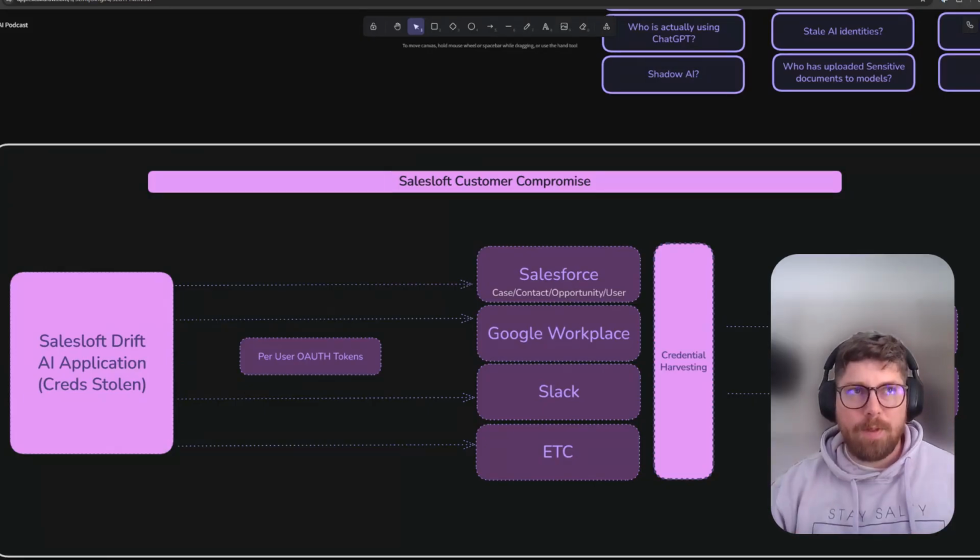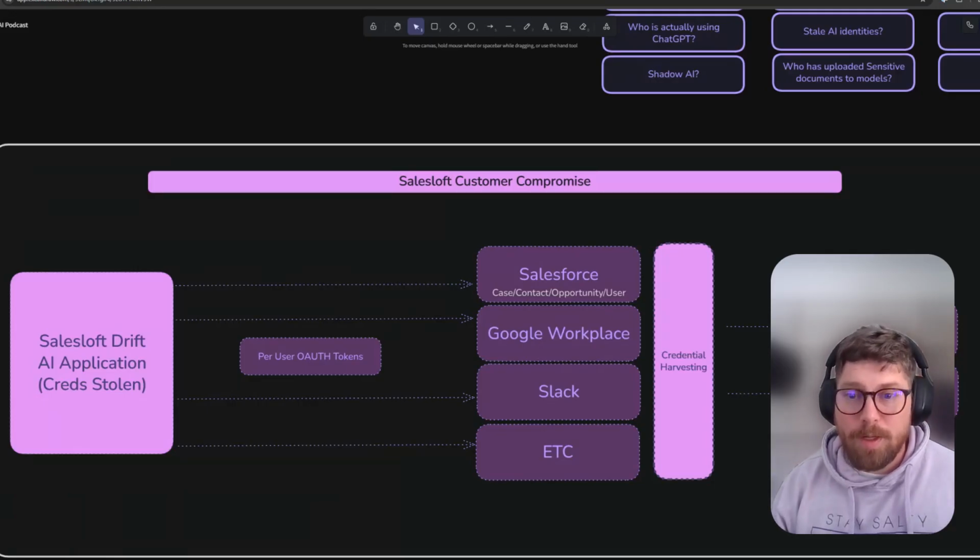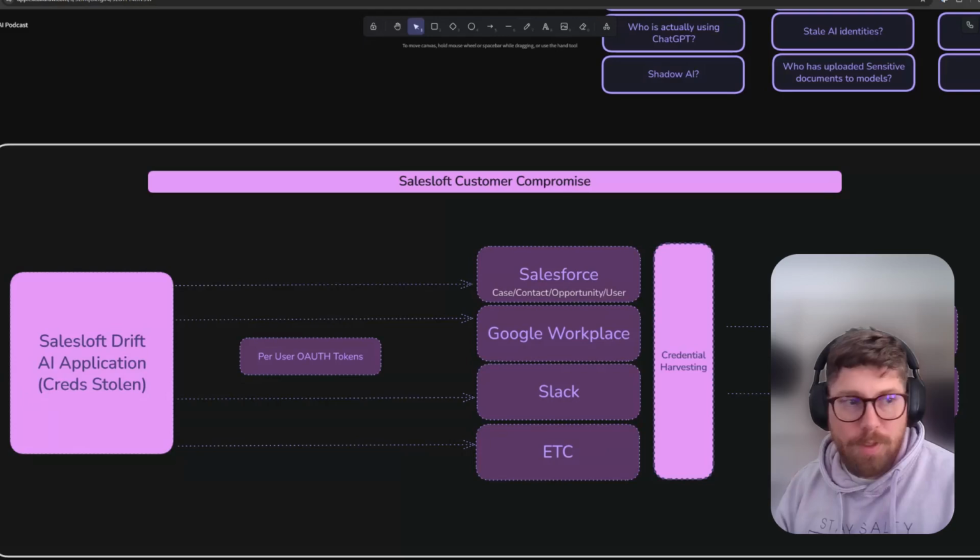So high level, steal some creds, use those creds to take a lot of data, harvest, triage through that data, looking through that data for more credentials to then do further post-exploitation activity.